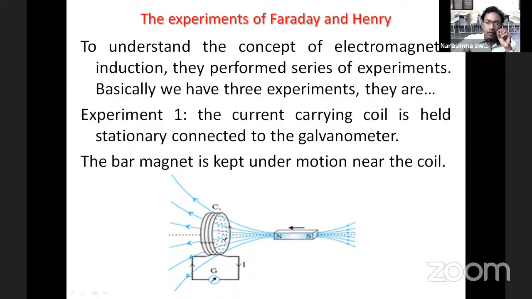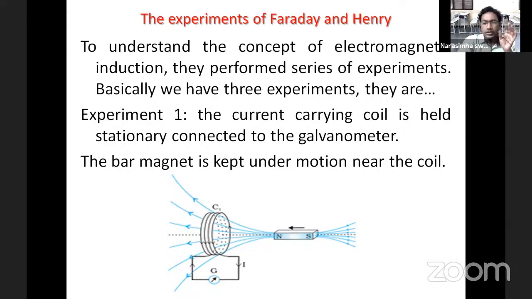Look at this diagram. The coil is in no way connected to any external battery. There is no external power supply to this coil. It is connected to the galvanometer only. The coil is kept stationary, and this bar magnet is moving towards it. It is approaching the coil. This dotted line is the axial line, the axis.